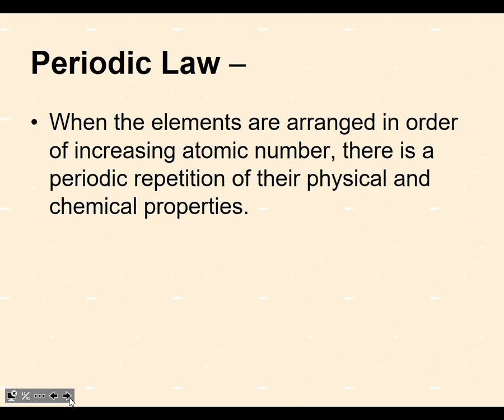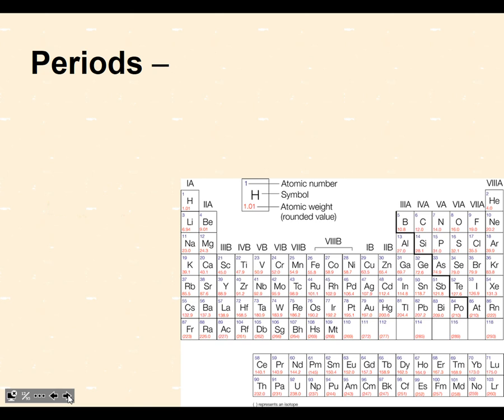So periodic law is when the elements are arranged in order of increasing atomic number, like they are on the periodic table today, there's a periodic repetition of their physical and chemical properties. This is periodic law: when they're set up this way, there's always this repetition of similar physical and chemical properties, and that leads us to be able to make a lot of trend characteristics. We're able to say a lot of things about all of the elements because of these repetitions that happen.